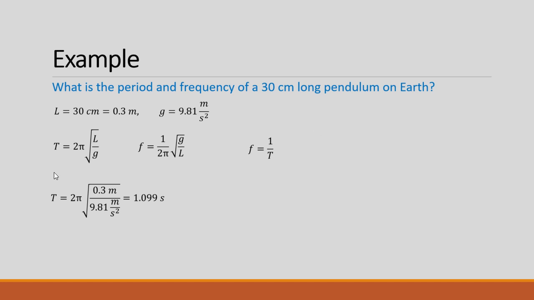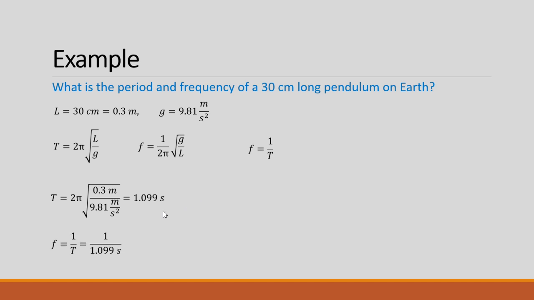Let's start by solving for the period first. Putting the values we have into the formula, we get that the period is equal to 2 pi multiplied by the square root of 0.3 meters divided by 9.81 meters per second squared, which is equal to 1.099 seconds.